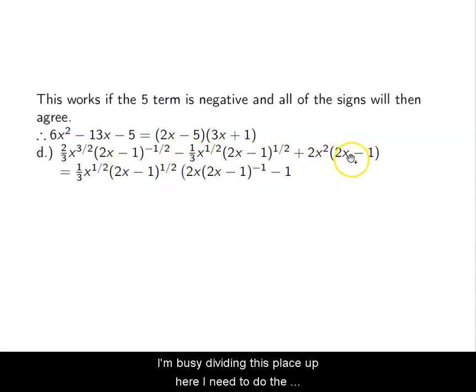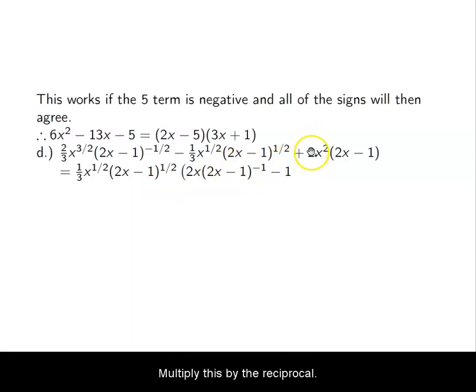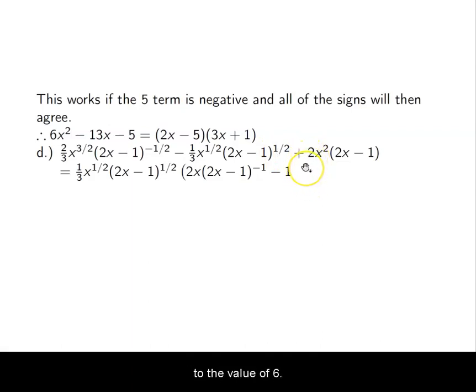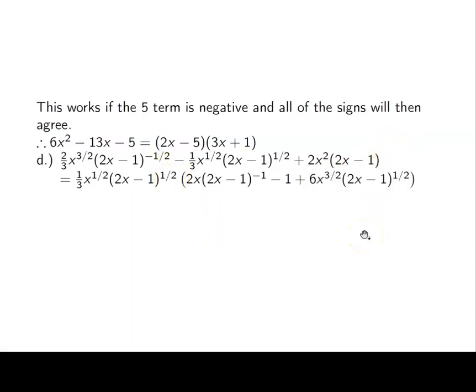Okay. Here I need to do the same thing. To figure out the coefficient, I can multiply this by the reciprocal. So I'm just going to jump up to the value of 6. Okay. 2 minus 1/2. So this is going to be 4/2 minus 1/2. So that'll be x to the 3/2. And here I'll have 1 minus 1/2. So that'll be 6x^(3/2), 2x minus 1 to the 1/2.